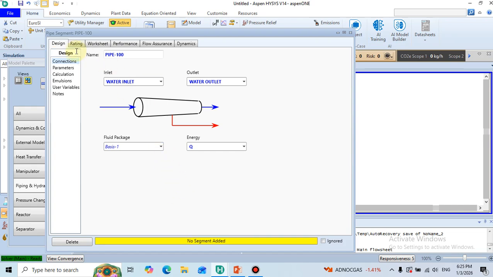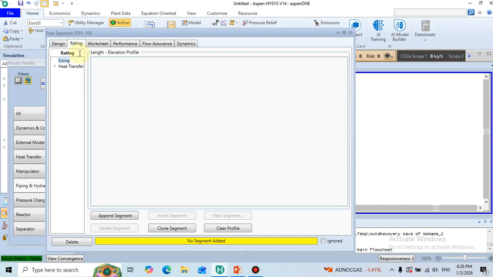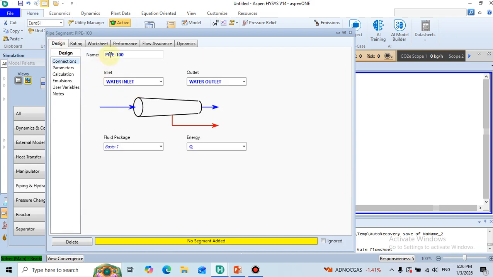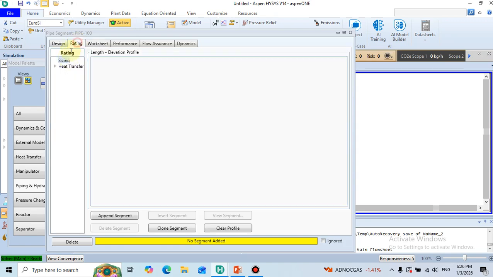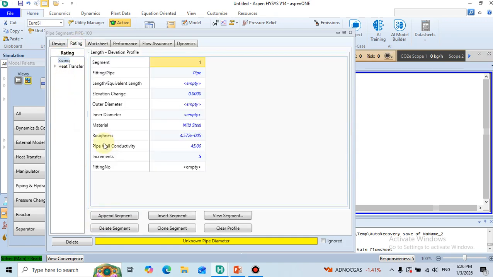So go to the rating tab. Under the rating tab, just make sure that you have inserted the outlet temperature as well. So we need to consider 20 degrees C, as the whole system is at a constant temperature. So go to the rating tab, on the append segment, insert the first append segment.